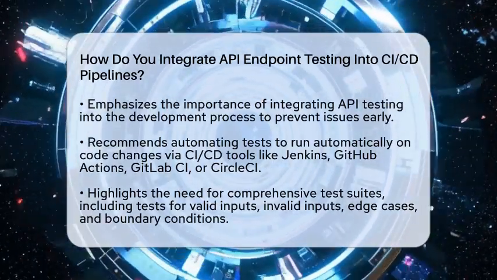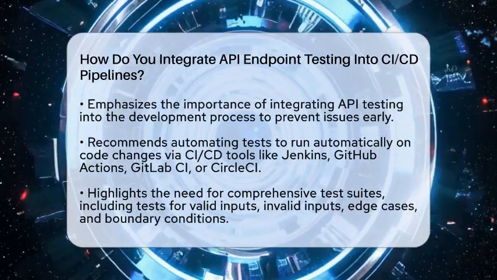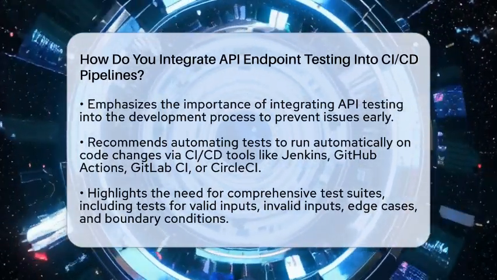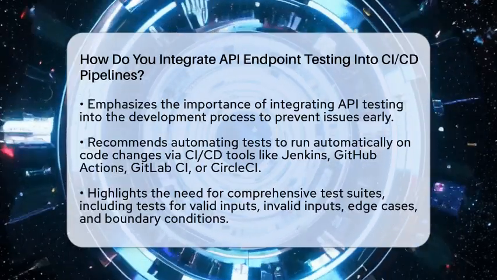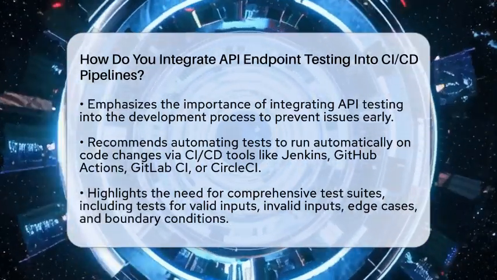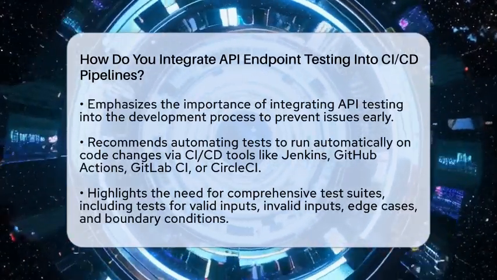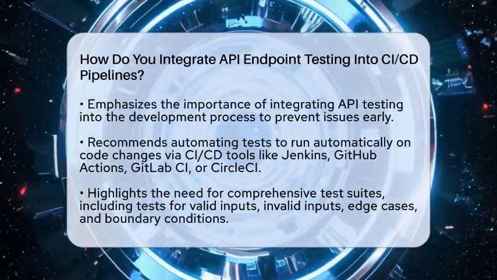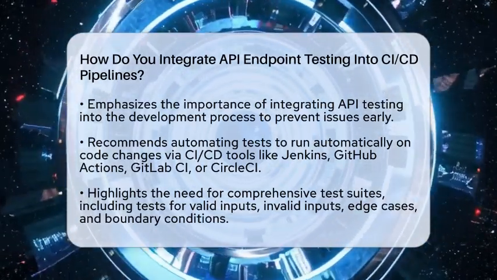Let's walk through how to make API testing a natural part of your development process. First, you want your testing to happen automatically whenever you make changes. This means setting up your CI/CD system, like Jenkins, GitHub Actions, GitLab CI, or CircleCI, to trigger tests every time you push code or open a pull request. This way, you catch bugs before they reach production.